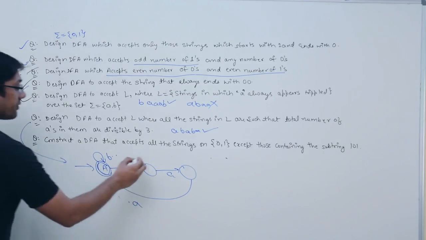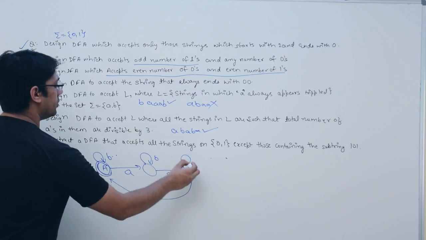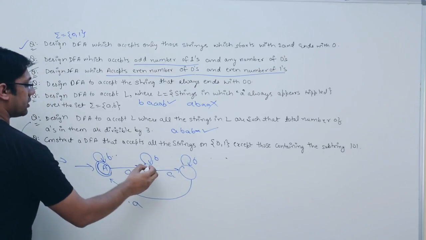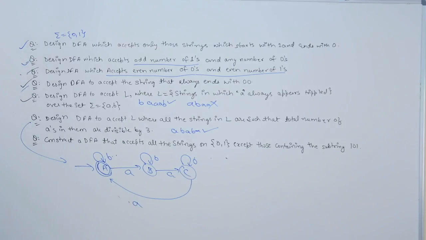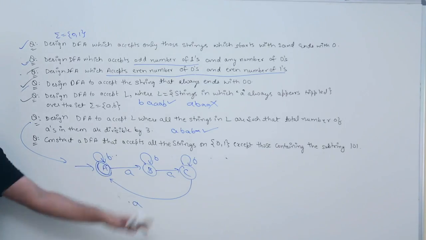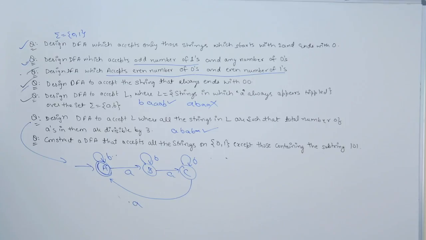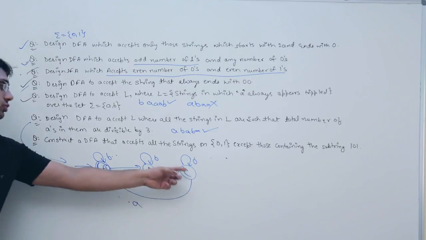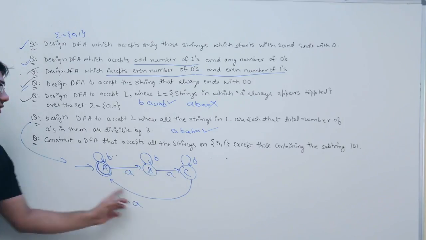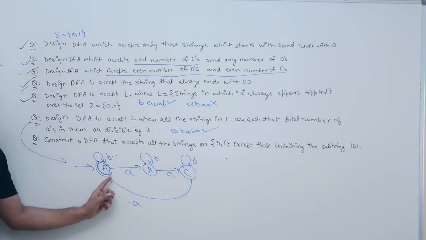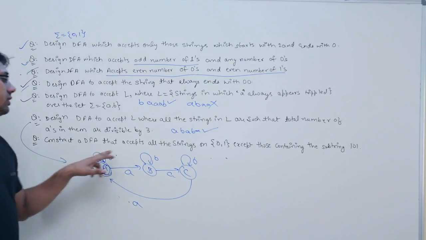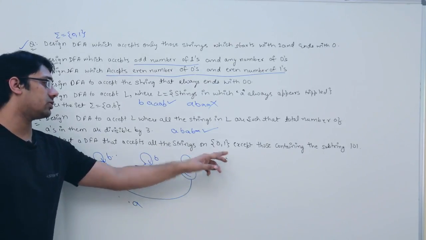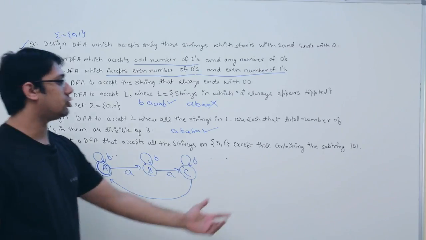In the middle, we can have any number of B's because we are not putting any restriction on the number of B's. We are only saying that we should reach the final state only if the number of A's is divisible by 3. For example, 0 A's, 1, 2, 3, 4, 5, 6, 7, 8, 9, 10, 11, 12. Okay.